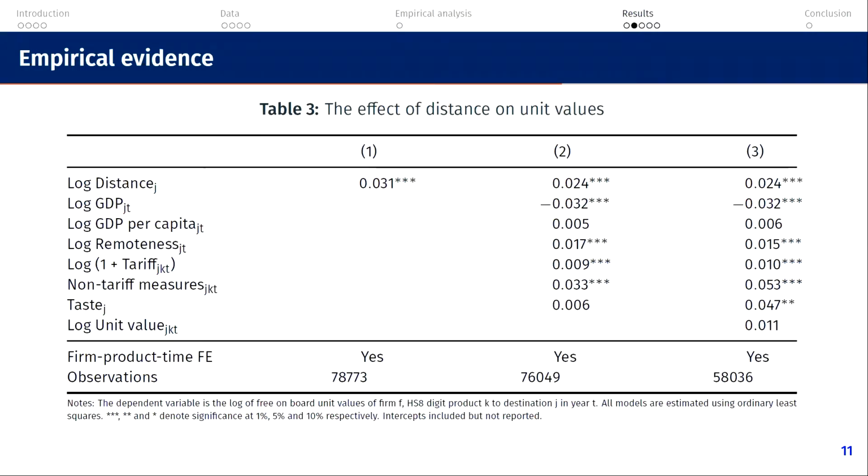So in column 1, I only regress distance, and I find a coefficient of 0.031. In column 2, I include different controls for non-tariff measures, for tastes, for GDP, which is the size of the market, and GDP per capita income of the consumers in the country. And even when I control for all this, my distance effect remains the same, strong and statistically significant, which shows that when distance increases, the average Swiss firm charges higher prices to the country.